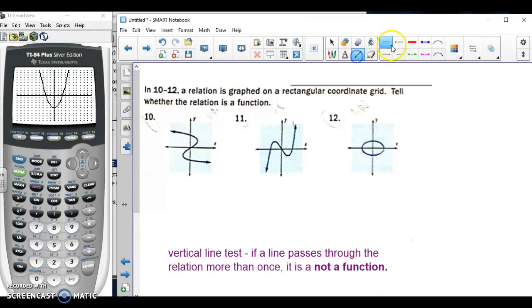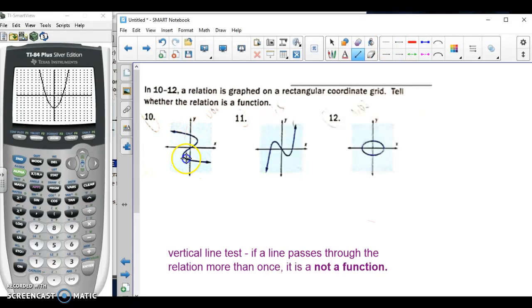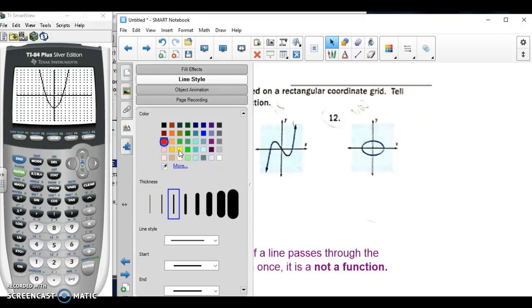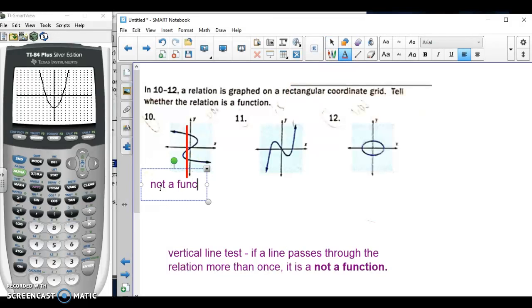All right, so if we take our graphs right here, let's just draw some test lines, and vertical lines go up and down, like your vertebrae in your body. So here we go. There's a line. That pink color should be, let's see, red. Okay. So see it crosses through 1, 2, 3 times. Not a function. Okay.